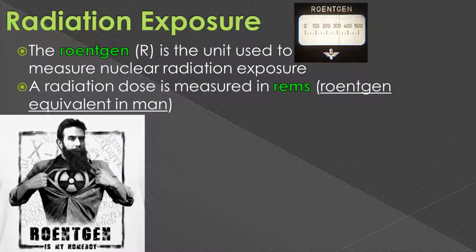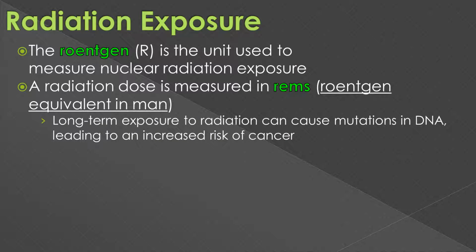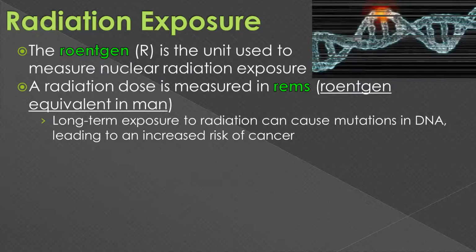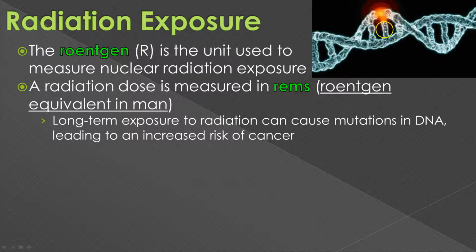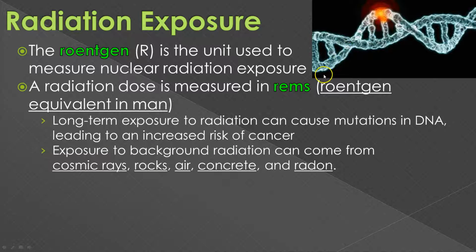A radiation dose is measured in what are called REMs, or Roentgen equivalent in man. Long-term exposure to radiation can cause mutations in DNA, leading of course to an increased risk of cancer, messing up the DNA sequence. You can get exposure to background radiation through anything from cosmic rays to rocks to air to concrete or even radon. This is maybe why a lot of basements have radon prevention. But even air, concrete, rocks, and things shooting down from space can all cause damage to DNA, leading to an increased risk of cancer.